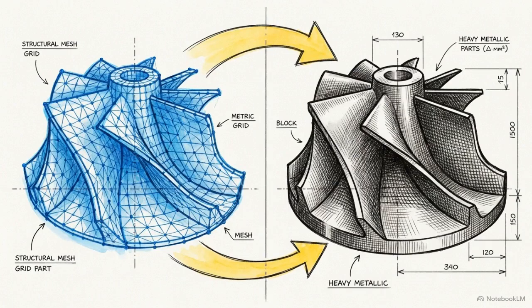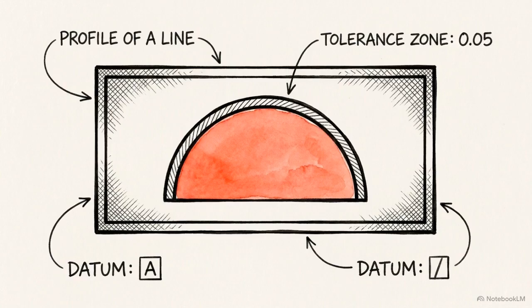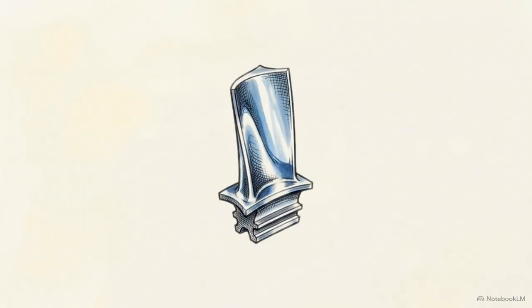To bridge the gap between a perfect digital model and a physical object, a specialized GD&T control is required. That control is profile of a line. It is a specific geometric tolerance that targets a single two-dimensional cross-sectional contour of a feature. To use it, we first establish the true profile.